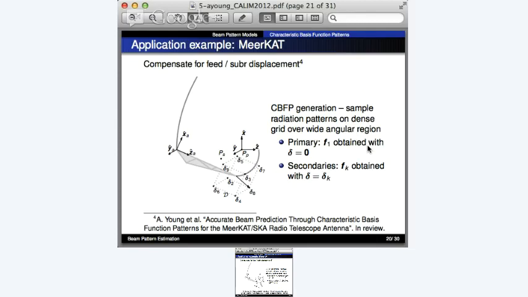We measure the pattern or obtain it through simulation on a dense grid over a wide angular region. And then to obtain secondary patterns, we apply a certain positioning error to the feed and the sub-reflector. And for each of those errors, we calculate again or measure again a radiation pattern. And these then form the set of our basis functions.